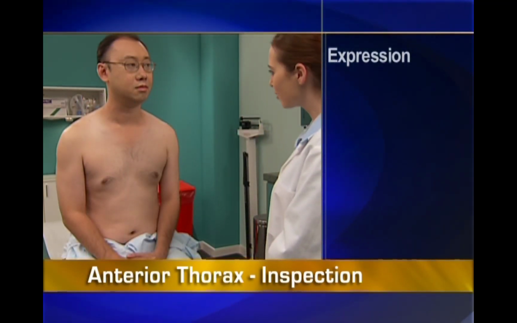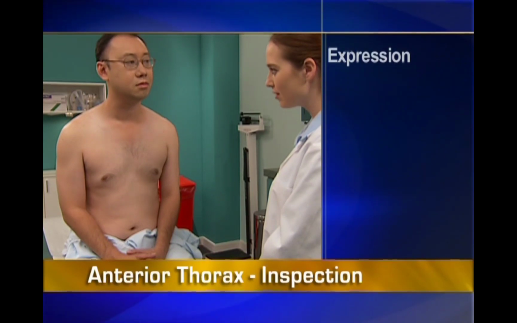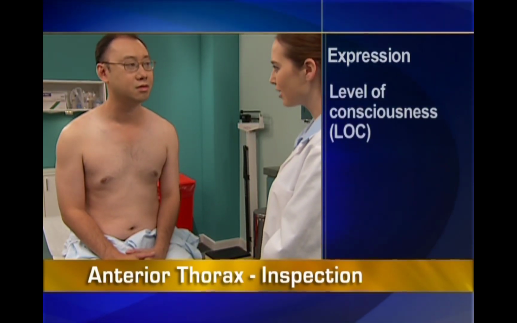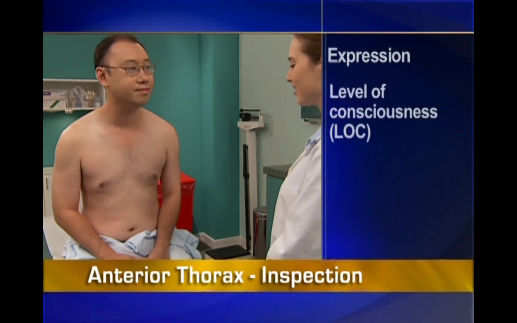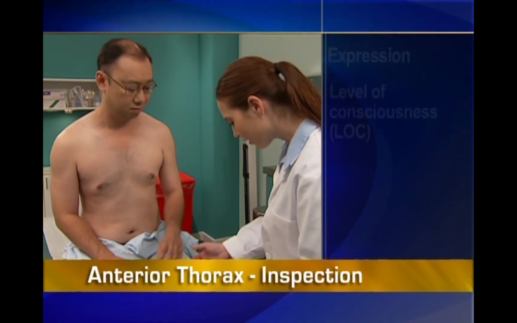Okay, Karen, may I go through the examination? Are you comfortable? Yeah, I'm doing okay. Not too hot, not too cold? Okay, good. Note the person's facial expression, which should be comfortable and relaxed, and his level of consciousness, which should be alert. Let me just take a look at your fingernails here.